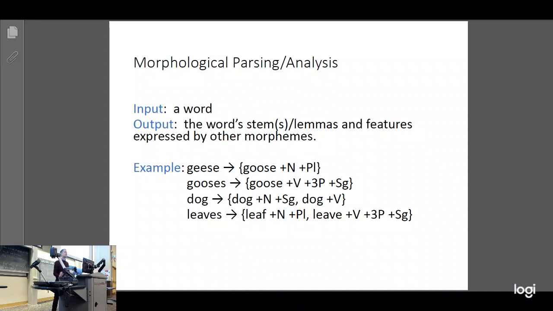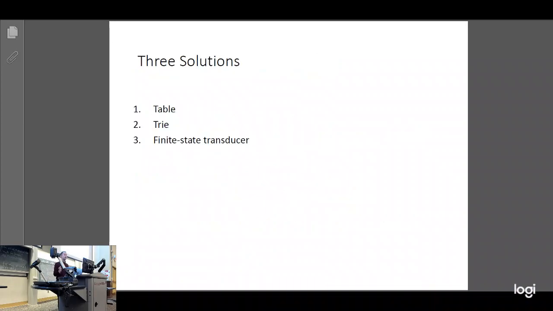So there are three solutions that we could adopt here. There are more than three, but these are three obvious solutions. So we could have a lookup table of some kind. We could have a trie, or we could use a finite state transducer. What would the advantage of using a lookup table be? Yes? Relatively constant. Constant what? Lookups. Lookup time. Yeah, it'd be quite fast.